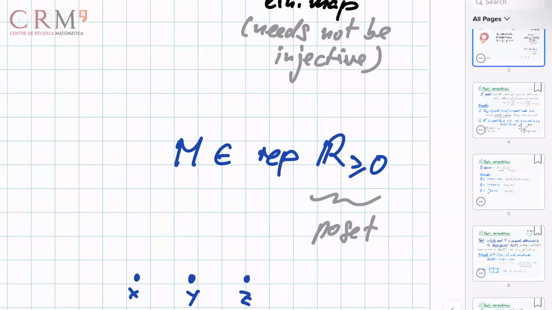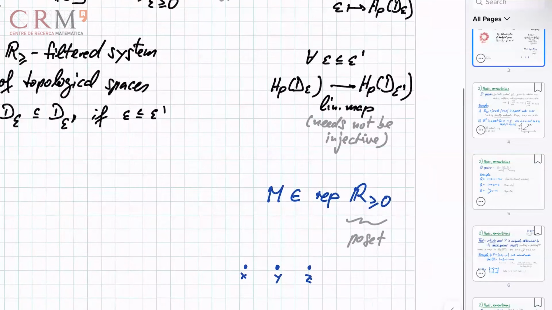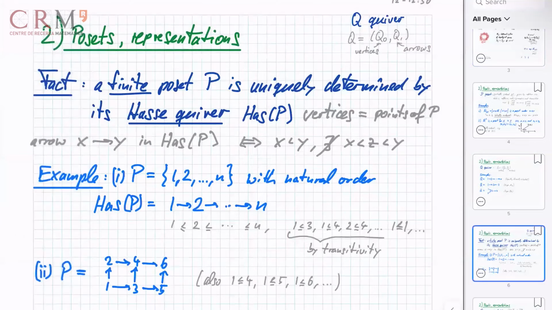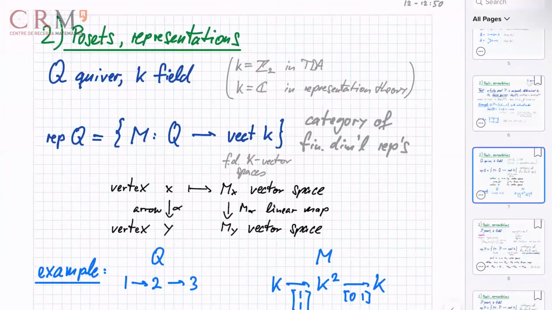So this Hasse quiver is very good when we have finite posets. For infinite posets, we need to adopt the language of posets. That's why I talk about posets in the first place. Okay, good. So let's come back to where we were.